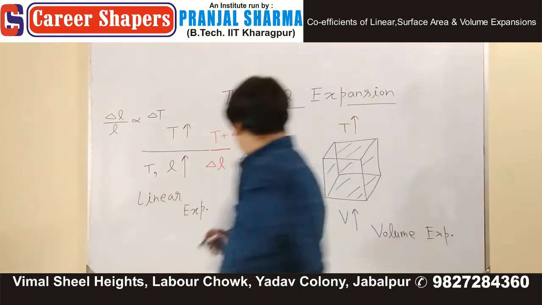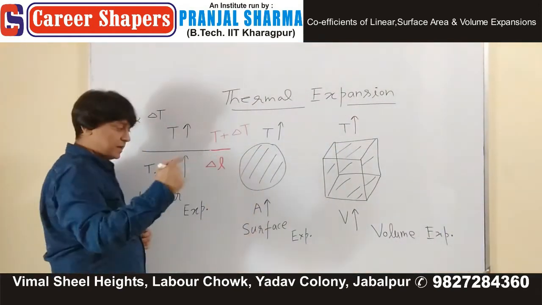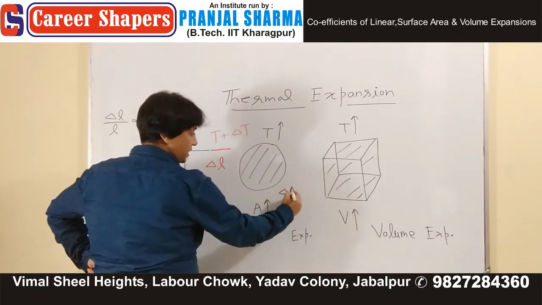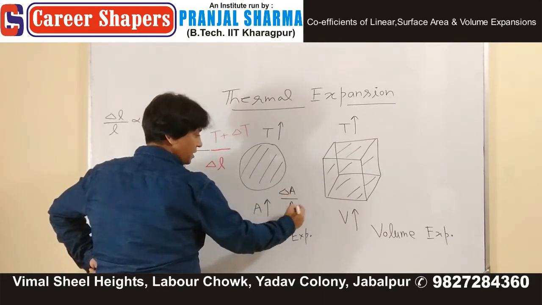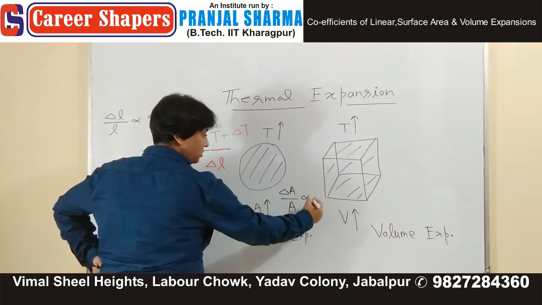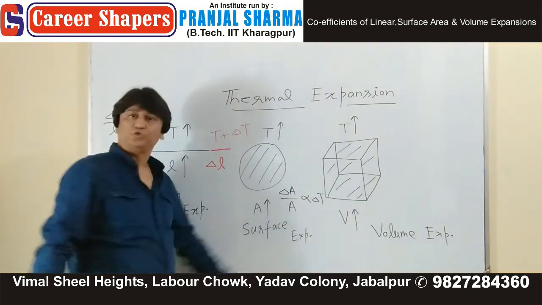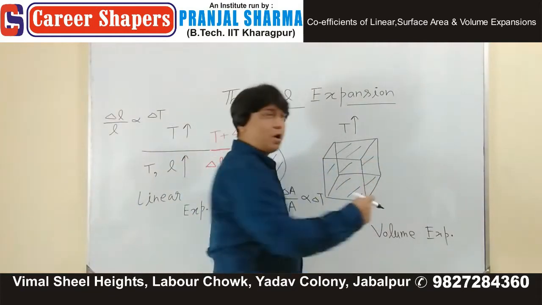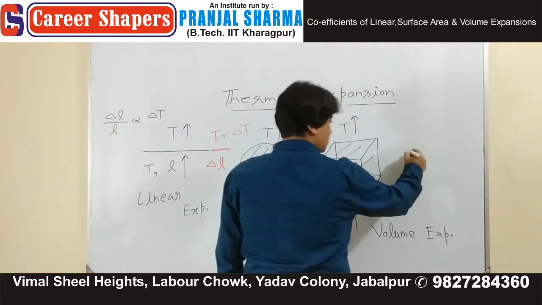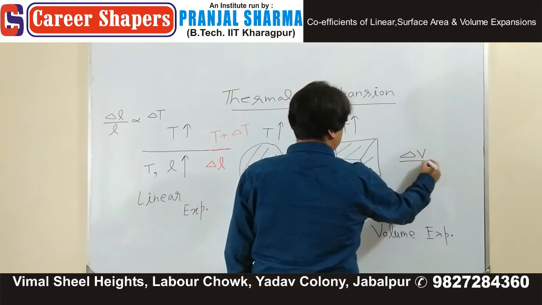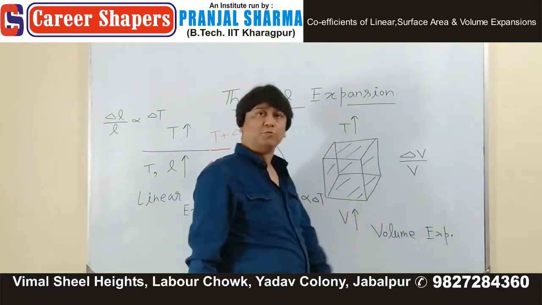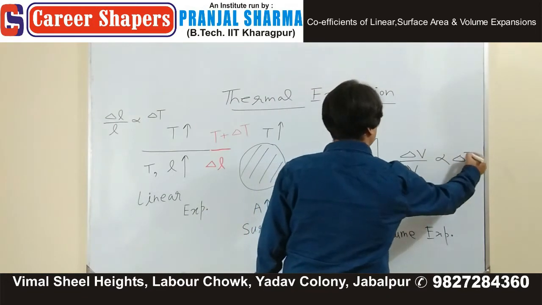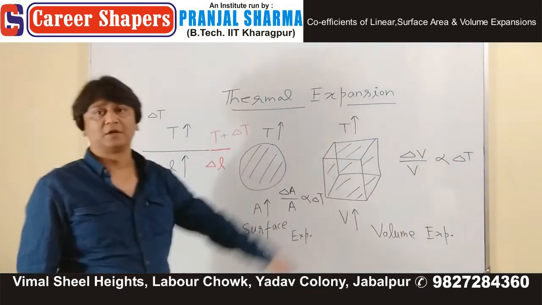Similarly, for the surface, it is observed that the change in area divided by area is proportional to delta T, the change in the temperature, and for the cube or any solid body, the change in volume divided by the initial volume is proportional to the same change in the temperature.